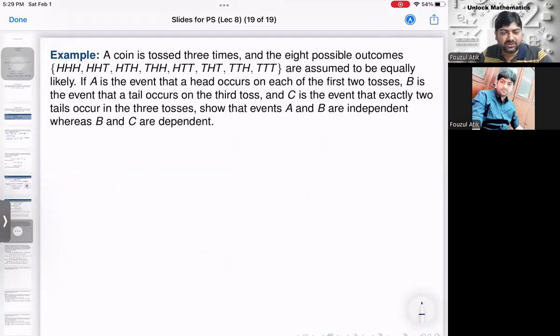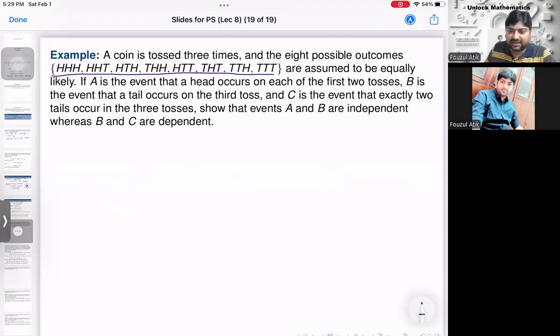A coin is tossed 3 times and the 8 possible outcomes, we all know, like all 3 are head, head, head. Next is first 2 are head, third one is tail. Like that we have 8 events, 2 to the power 3, which is the sample space, and they are assumed to be equally likely. If A is the event that a head occurs on each of the first 2 tosses, B is the event that a tail occurs on the third toss, and C is the event that exactly 2 tails occur in the 3 tosses. Now you have to show that the events A and B are independent, whereas B and C are not independent. So how can you do that?